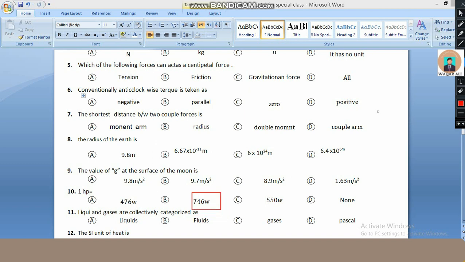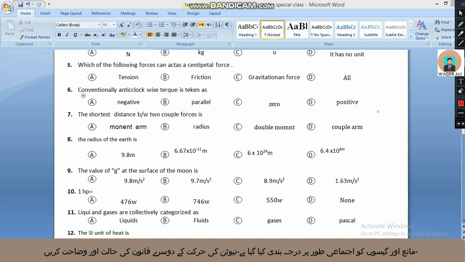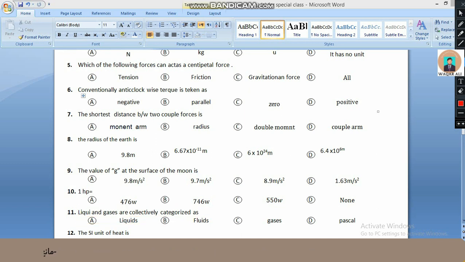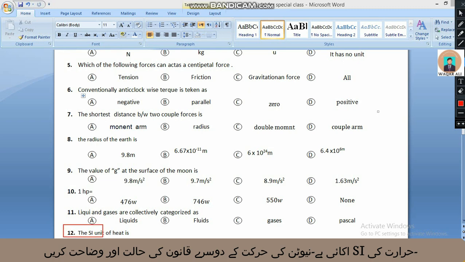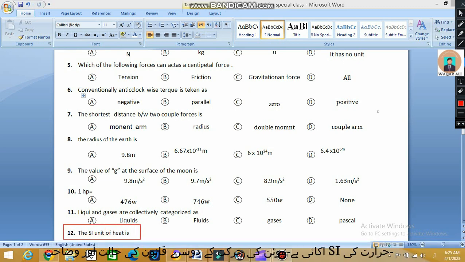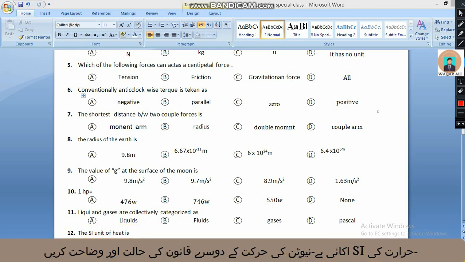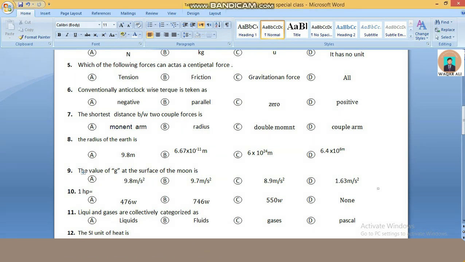10. 1 HP equals A. 476 W, B. 746 W, C. 550 W, D. None. 11. Liquids and gases are collectively categorized as A. Liquids, B. Fluids, C. Gases, D. Pascal. 12. The SI unit of heat is A. kilogram, B. J, C. K, D. None.